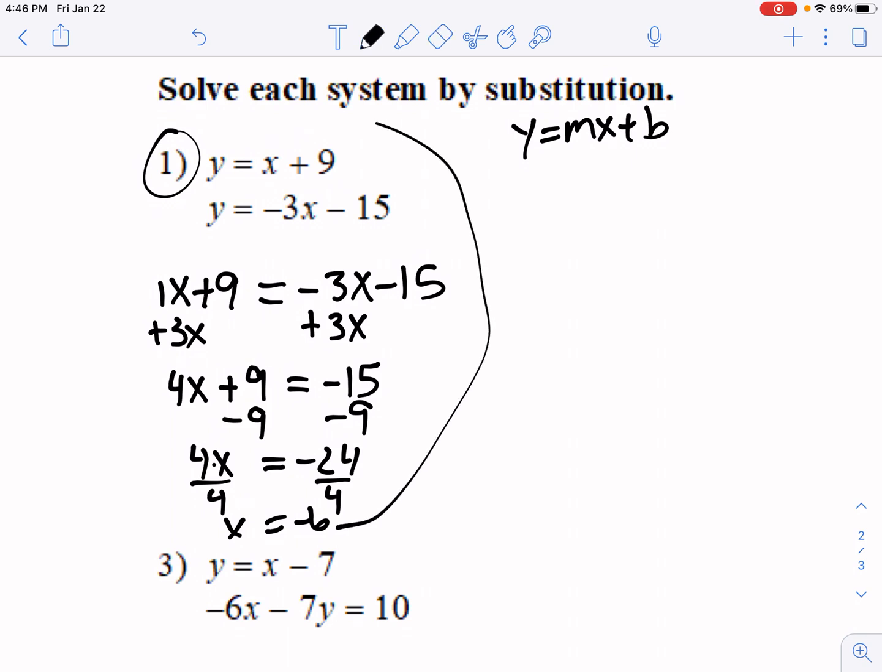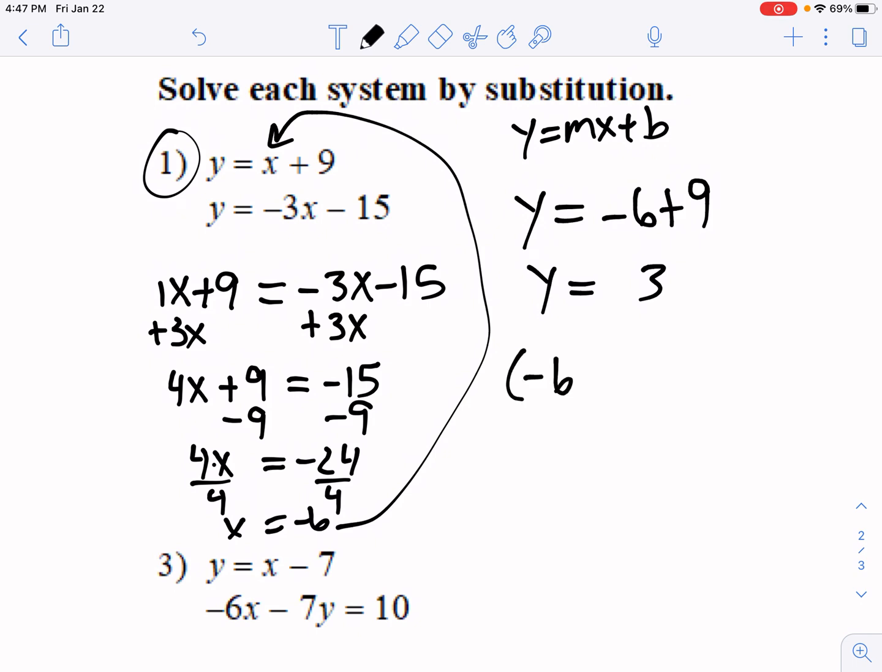Since this one looks a little bit more simple, I'm going to plug it into here, okay? So we'd have y equals a negative 6 plus 9. Different sign, what do we do? Subtract, so we have y equals 3, and since 9 is bigger, it remains positive. So our solution here would be the point -6, the x value, and 3, the y value.